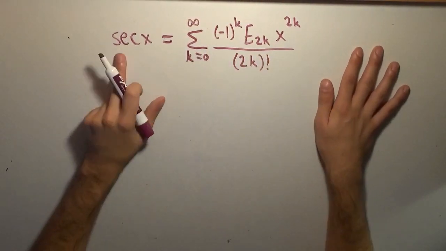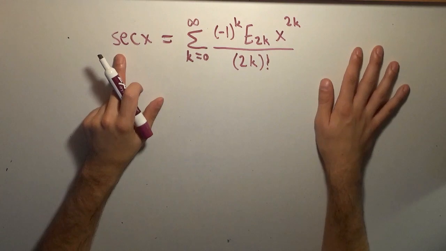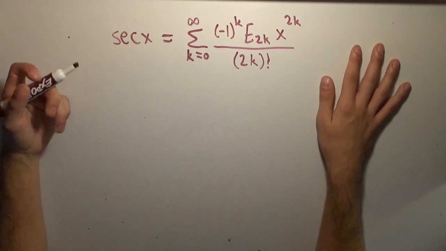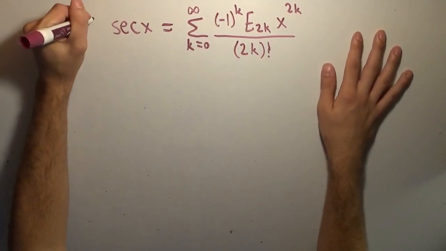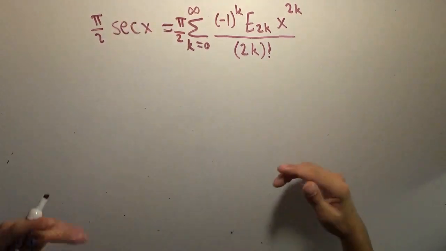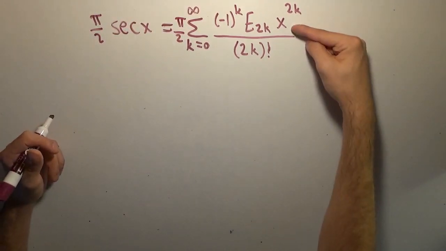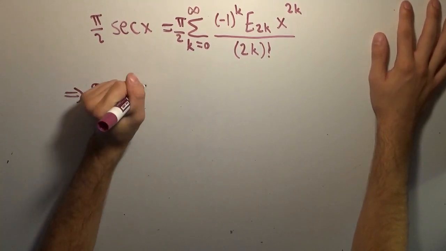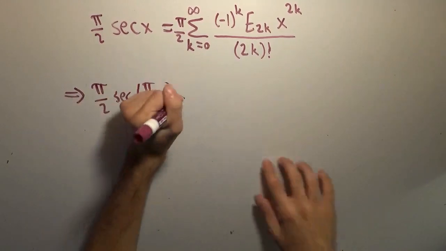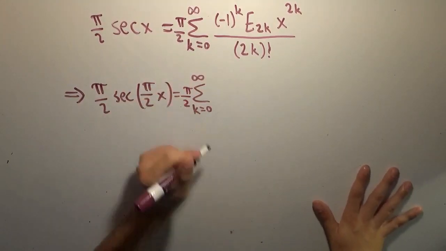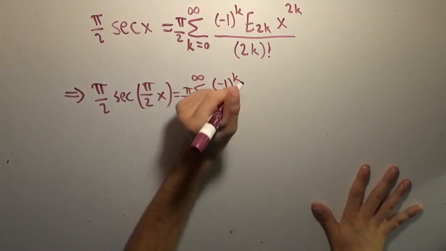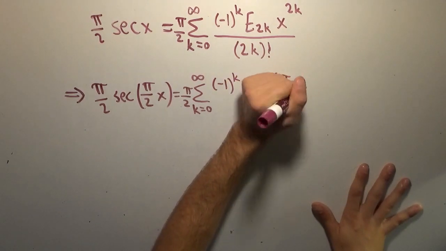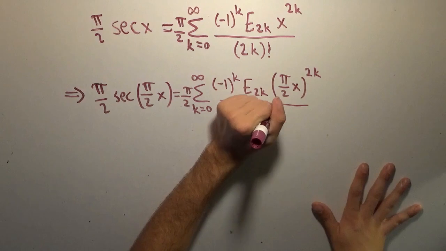But we didn't end up with secant of x. We ended up with pi over 2 times the secant of pi over 2 times x. So let's plug those things in. We multiply by pi over 2, and now we have to plug in pi over 2 times x for x, right? So we end up with pi over 2 times the secant of pi over 2 times x, and this is equal to pi over 2 times the sum from k equals 0 to infinity of -1 to the power of k times the even Euler numbers times pi over 2 times x to the power of 2k over 2k factorial.